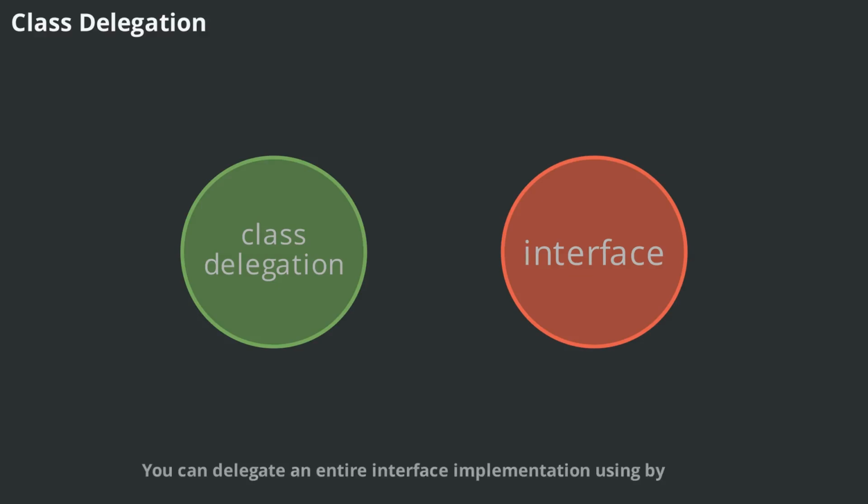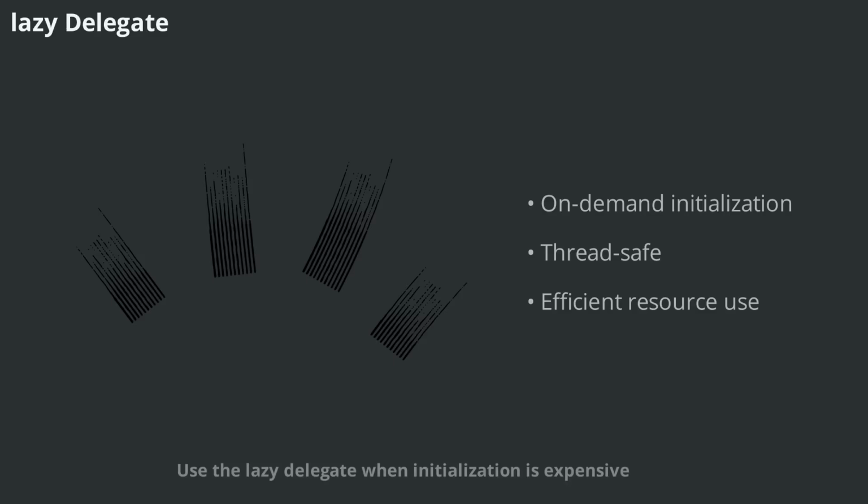You can delegate an entire interface implementation using by. This allows you to compose behaviors from multiple sources, making your classes more flexible and reducing code duplication. Use the lazy delegate when initialization is expensive or the value may not always be needed. It ensures thread-safe, on-demand initialization, making your code more efficient and responsive.